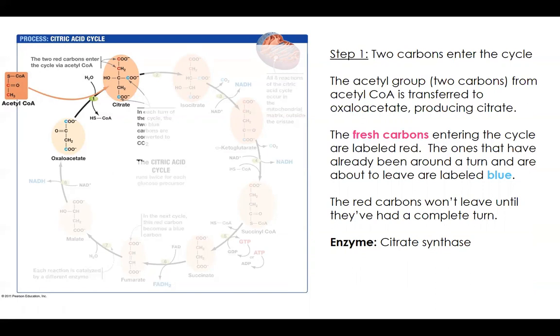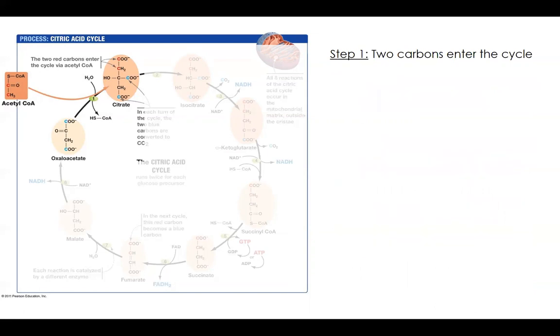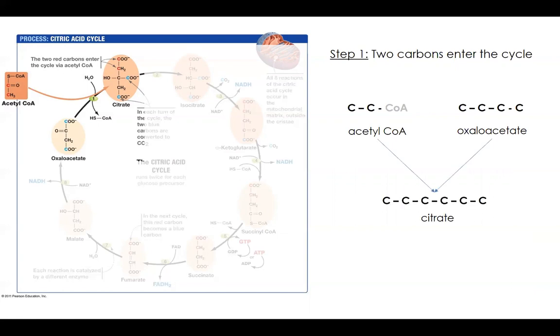Just before we get into that, a recap of step 1. I think it's important to just keep track of the carbon. We had an acetyl CoA plus an oxaloacetate, 2 carbon, 4 carbon, boom, 6 carbon citrate. So that's pretty much what's happened here conceptually.